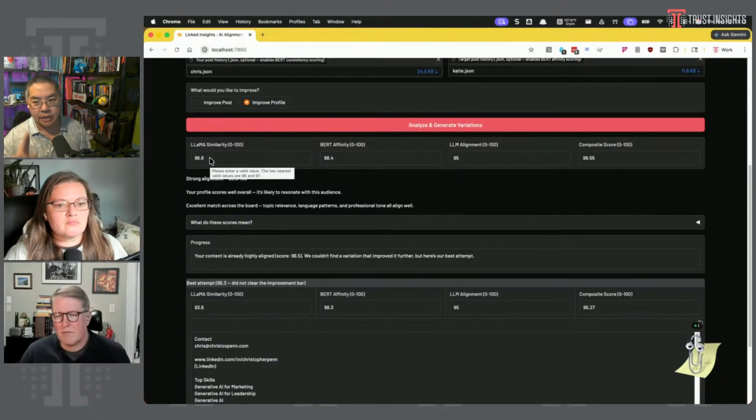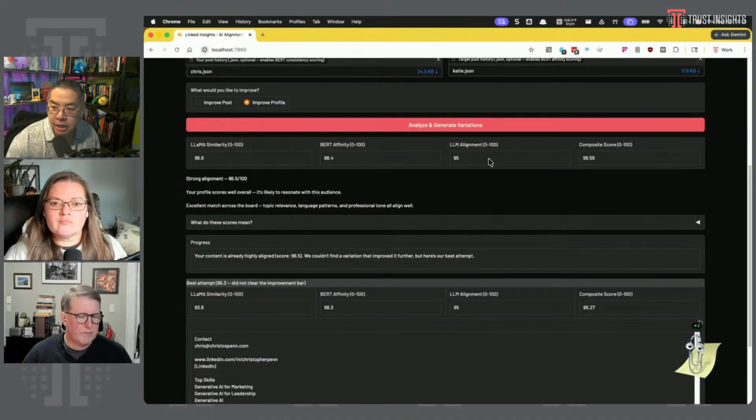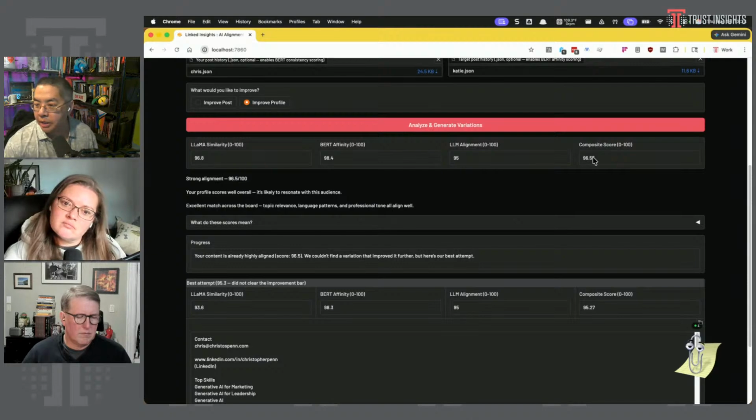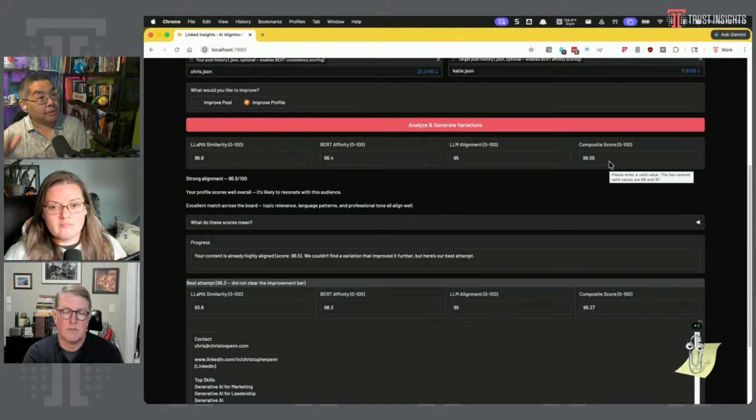Katie and I are very closely aligned. In terms of the content we share, we're a 98.4%, highly aligned. We talk about very similar things. In terms of the language we use, 95%, and a composite score of 96.95%. So there's a high probability. This is already saying there's a high probability I will show up for Katie's feed because I'm so well aligned.